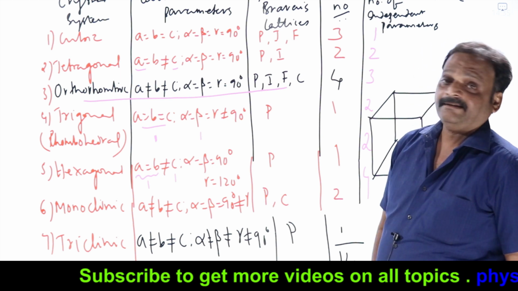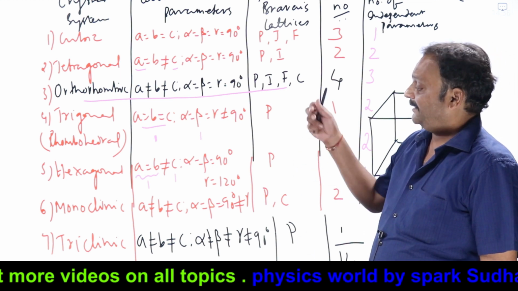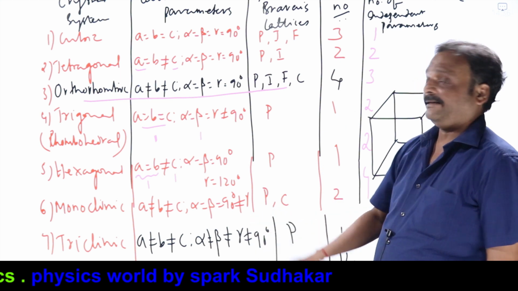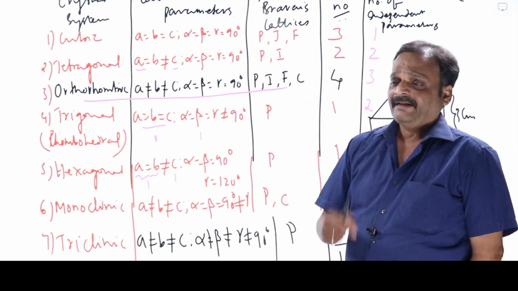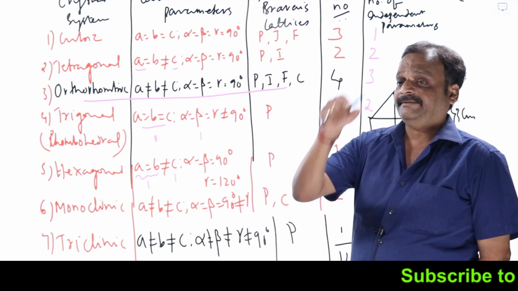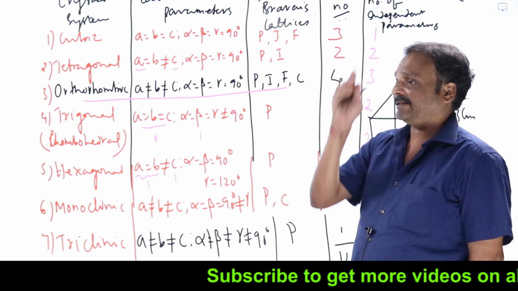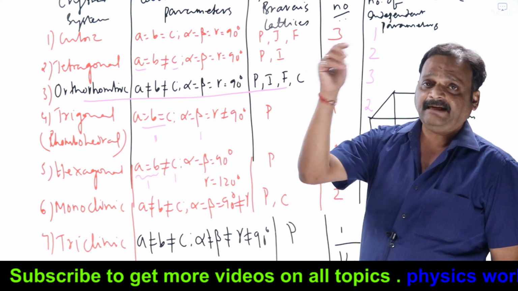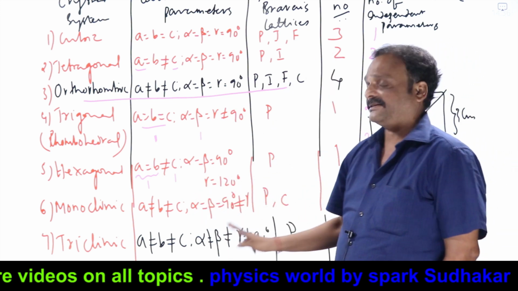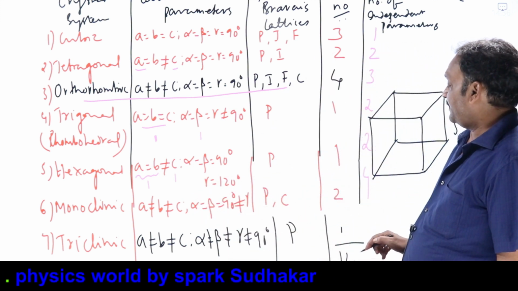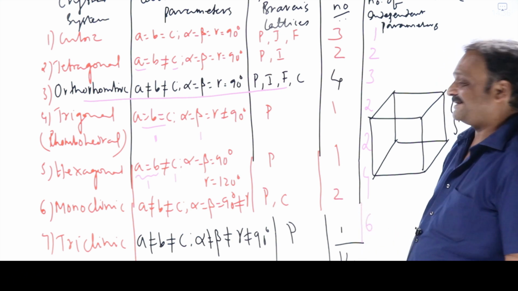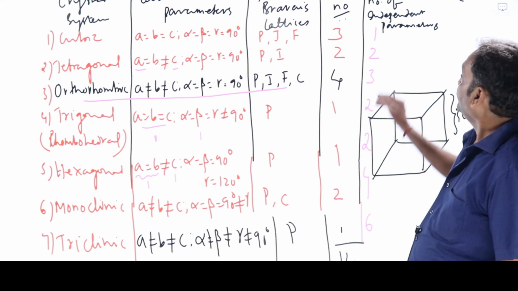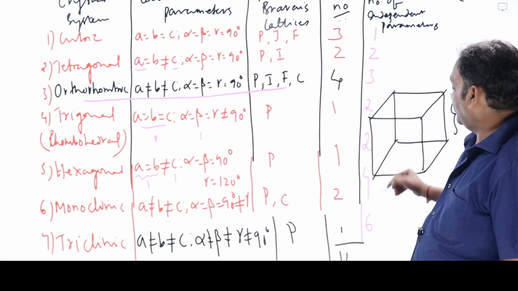What about triclinic? In triclinic, none of the sides are equal, none of the angles are equal. Means all six parameters should be specified. Unless I say A equal to 4 centimeters, B equal to this much, C equal to this much, alpha this much, beta this much, gamma this much, you cannot draw a triclinic unit cell. So the number of parameters required to describe a triclinic unit cell is 6. See, 1, 2, 3, 2, 2, 4 and 6.